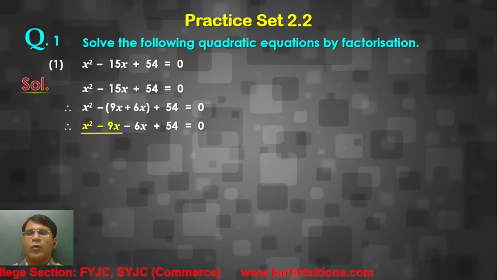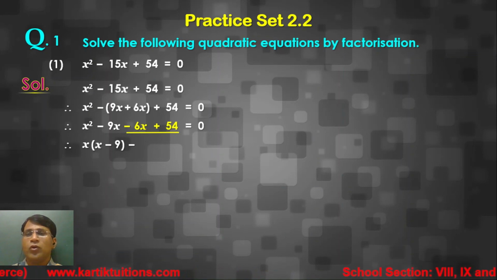Now, what can we take common in the first two terms? If you observe carefully, you can take x common. So in a bracket, you will get x minus 9. Now here, the third term is negative. Whenever the third term is negative, we have to take minus sign common. That is the first rule. In minus 6x plus 54, you can take 6 common.